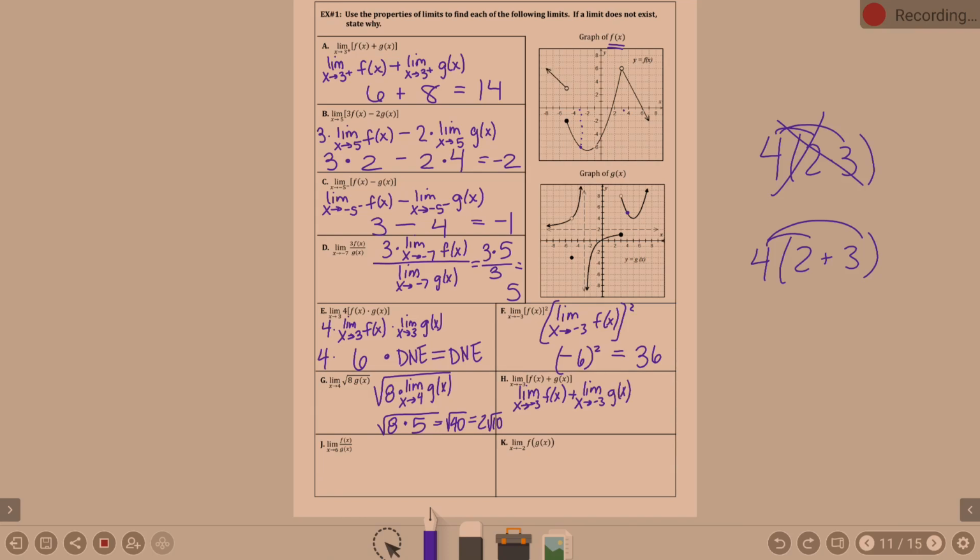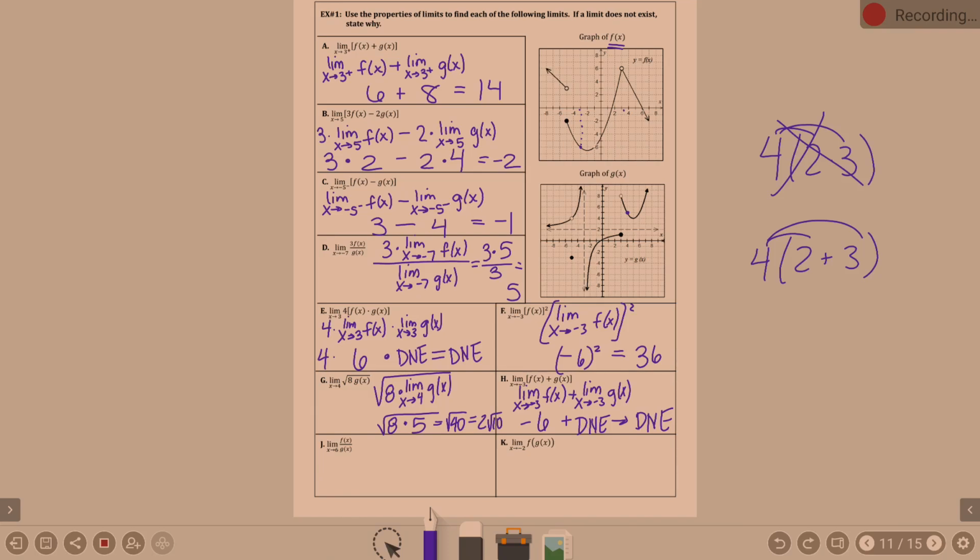Okay, the limit as x approaches -3 on f is -6, we just did that actually on the problem above it. Limit as x approaches -3 of g. Can't do it. I've got one going down here and one going up, so they're not going the same direction. Besides the fact they don't approach a real number, so that limit doesn't exist, so that sum does not exist.